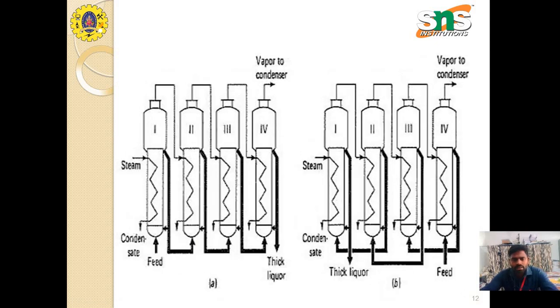So the first one, A, is the forward feed multiple effect evaporator. Here the steam and feed are supplied at the same side, in the first container, and once the process is over, we get the thick liquid, our desired output, at the opposite end.